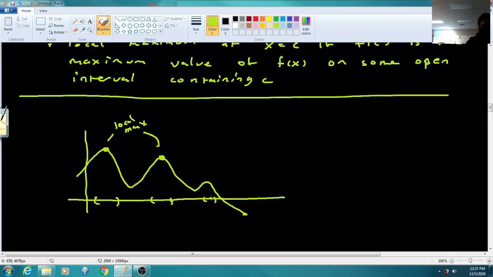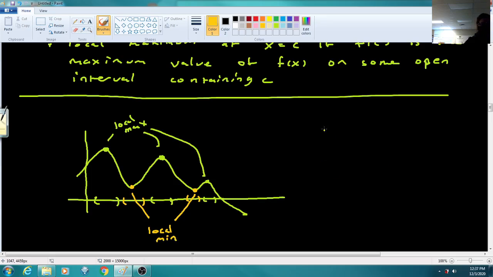And then down here, I could make a small open interval, and the y value of that would be another local maximum. Local minimum is a similar idea. I can make a little open interval here, and the bottom of the trough is the smallest value there. I can make a little open interval here too, and the bottom of the trough would be the smallest value. So these would be local minimums.